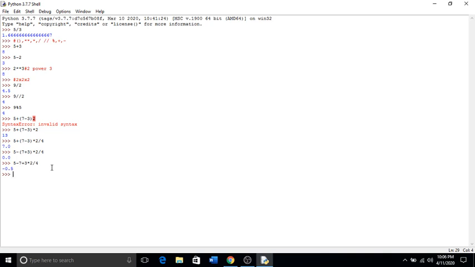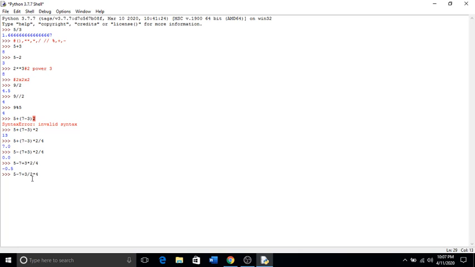Now if you go like this, 5 minus 7 plus 3 divide by 2 into 4. So what will happen? Here I have changed the operators, the division operator and the multiplication operator. So what is the priority? First it will do the arithmetic operation, division, then multiplication. So division and multiplication are on the same level.